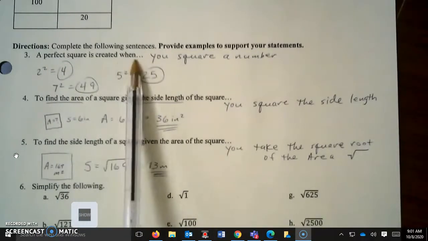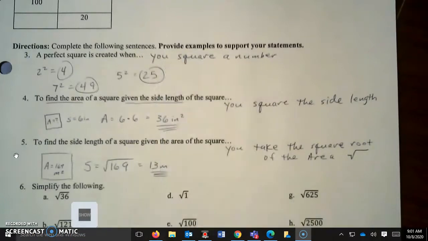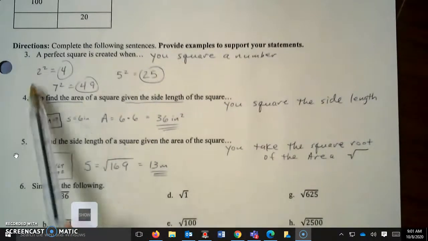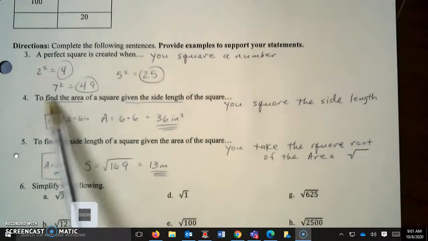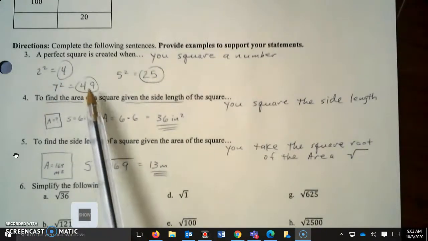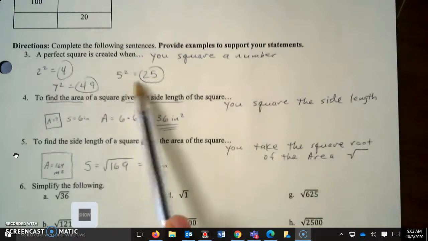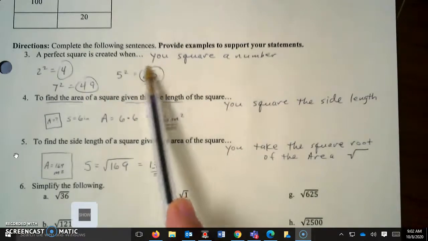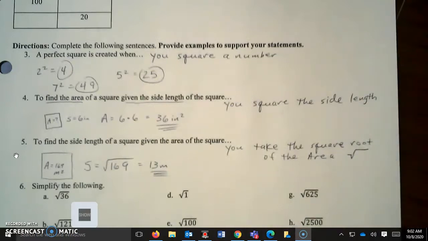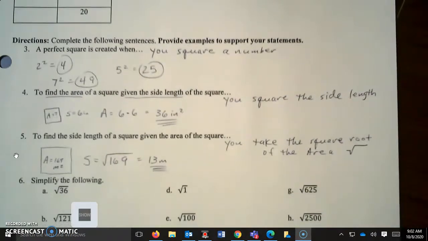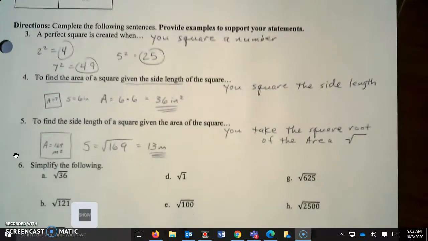Well, a perfect square is created when you square a number. For instance, 2 squared is 4. That's a perfect square. 7 squared is 49. That's a perfect square. 5 squared is 25. So 25 is a perfect square, and so on and so on. You can do that forever. So you'll be asked to list the first 12 perfect squares. There are 3 of them right there.